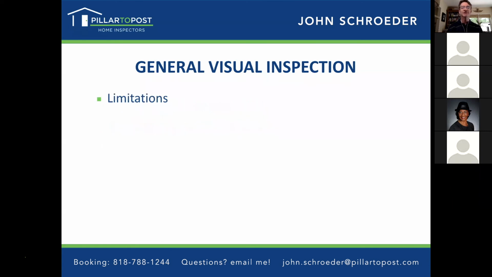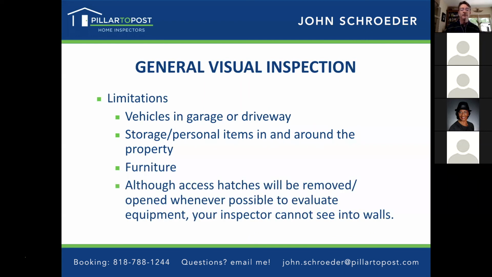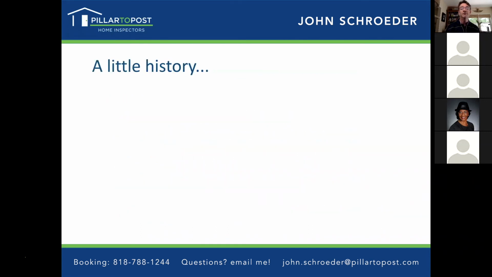There are some limitations when it comes to the visual inspection: vehicles in the garage or driveway, storage of personal items in and around the property. So it's always helpful when a property is vacant and not even staged is even better. And furniture, and although access hatches will be removed and opened whenever possible to evaluate equipment, your inspector cannot see into walls. So there could be something going on in a wall that will not be noted in the report.